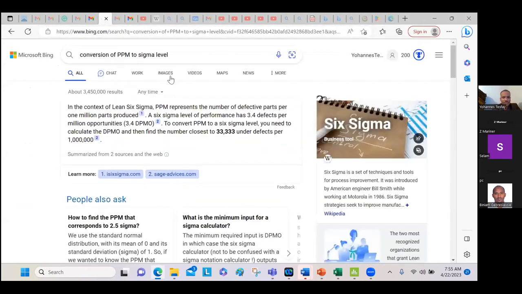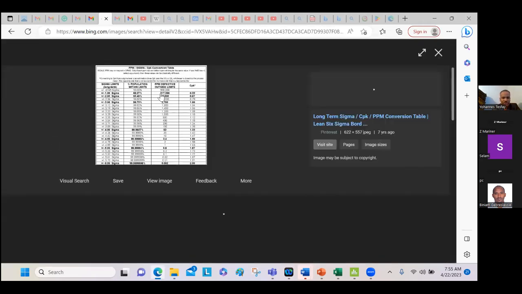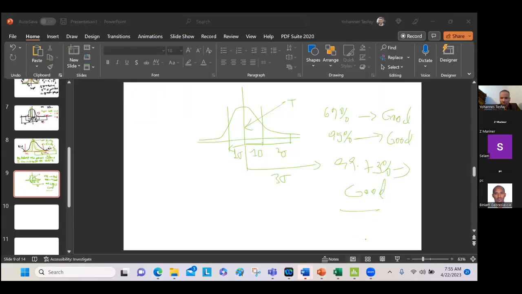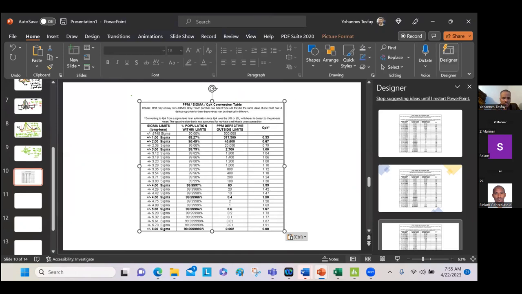Yeah. So let me go to here. Yeah. So I usually use this one. Okay. Let me copy this and put it here. You see, this is conversion. How you're gonna convert sigma? You see, these are like sigma, and this is population within limit, and this is defective parts or whatever. So that's what we're talking about.